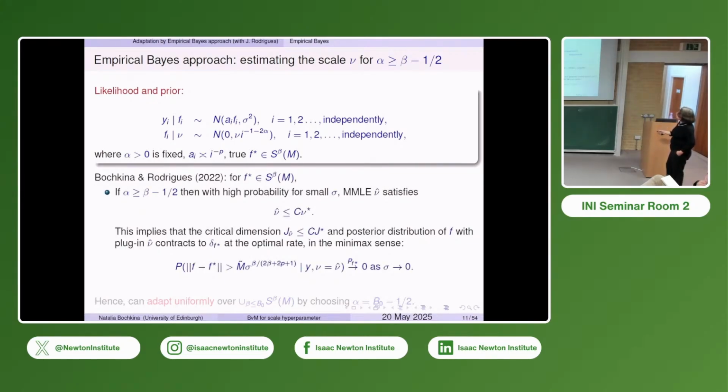Right, so what we showed is that if alpha is greater than beta minus a half, then the marginal MLE is bounded above by the oracle value. I should probably put nu naught, the one that we've seen in the review of different methods, up to a constant that depends on alpha and beta. Remember there was also the dimension that was important: if you go up to that critical dimension, then you're recovering your signal. You can go above, you're still okay, but if you go below, then you get a non-trivial bias, right? So this critical dimension with this plug-in parameter nu is also bounded above by J star, and the posterior distribution contracts to the point mass at f star at an optimal rate.